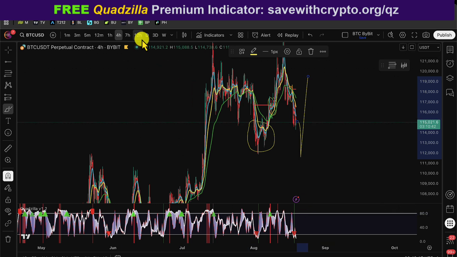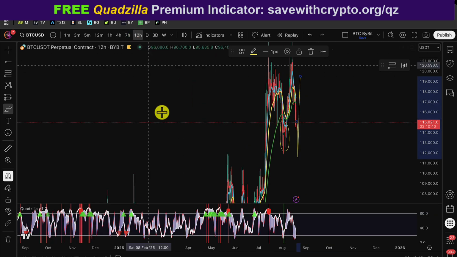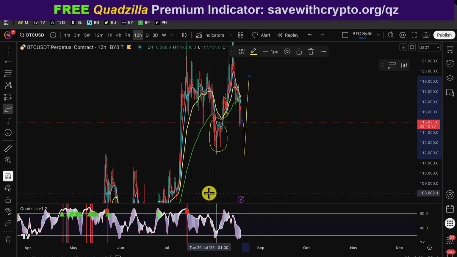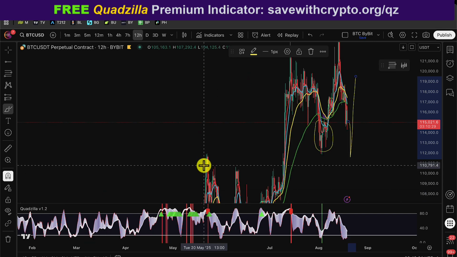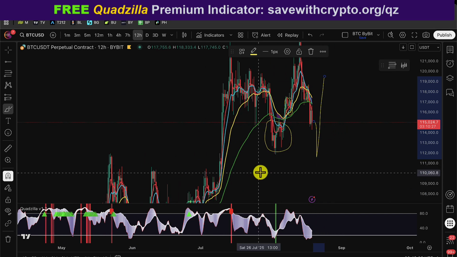Let me just look at some higher time frames, like say the 12-hour, for example. Yeah, you see the 12-hour did this beautiful one on August the 3rd, didn't it? So maybe that's the kind of thing we're looking out for again.